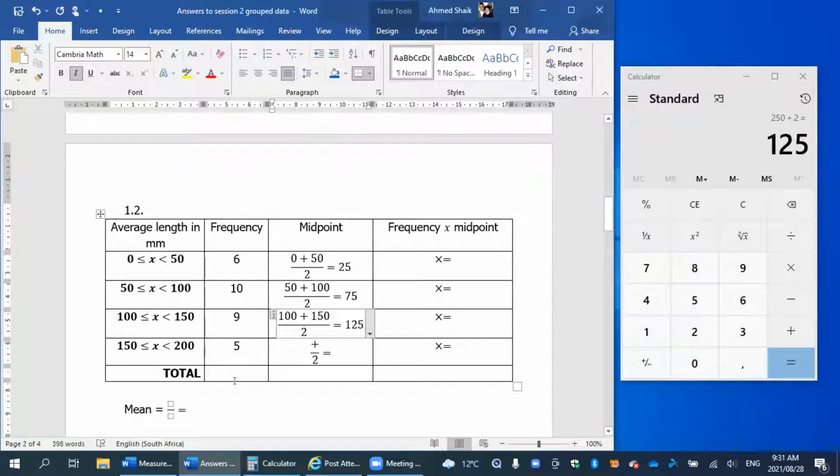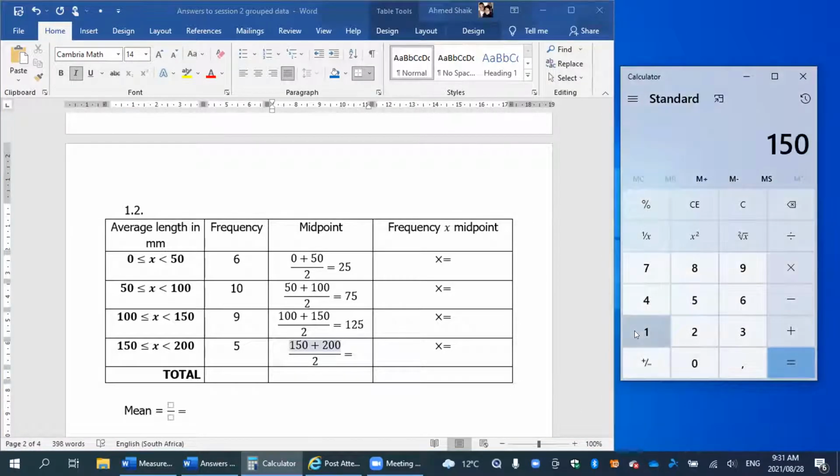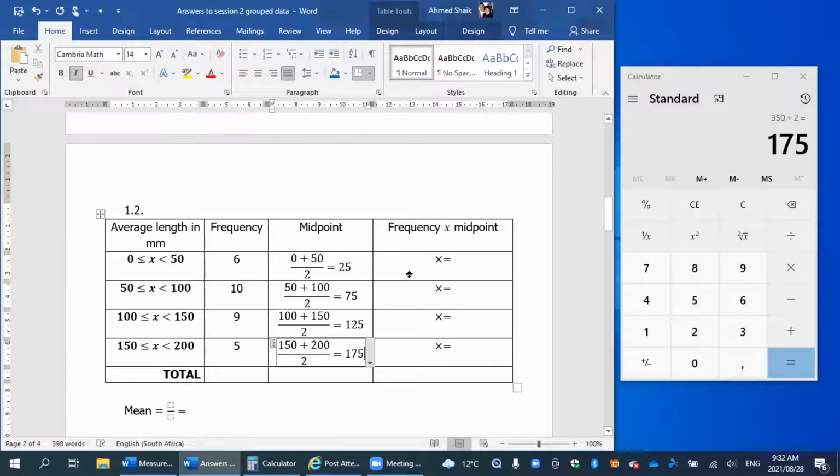125. If we look at our last interval, our first value is 150, plus our second value is 200. Let's calculate that. 150 plus 200 divided by 2, and it gives us an answer of 175. Okay, so we are ready to enter our values into our frequency times midpoint.